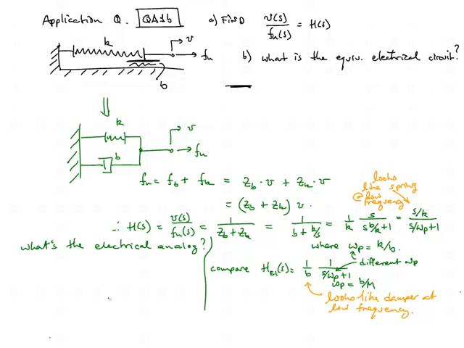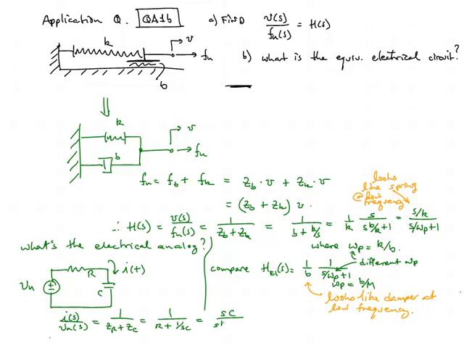The last part to this application problem is to find the electrical analog. So we replace the spring with the capacitor, the viscous damper with the resistor, and the external force with a voltage source. Because it's a common effort configuration, these three elements are going to be in series, and we arrive at our very familiar RC filter.